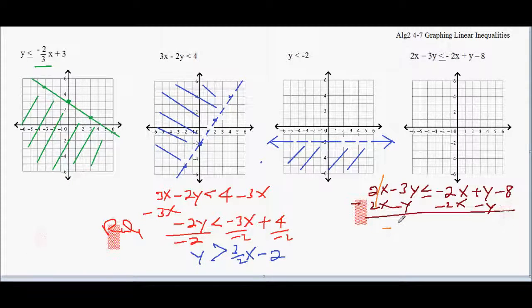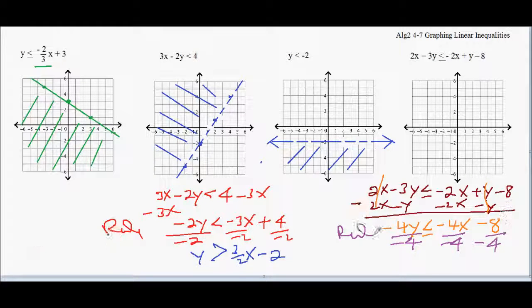I get minus 4y is less than or equal to minus 4x. The y's cancel, and I get minus 8. And let's just use purple. And so I'm going to divide by negative 4. And I do it to every term. Negative 4 every term. And then the rule applies. I just divided by a negative, so I have to flip the inequality. This becomes y. This becomes x. And this becomes plus 2.